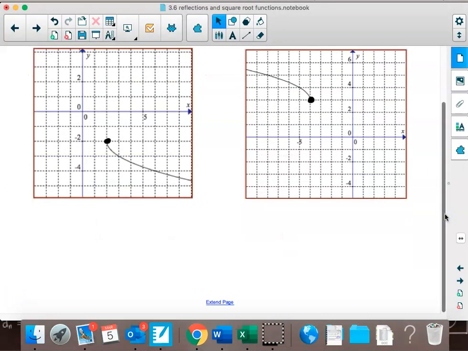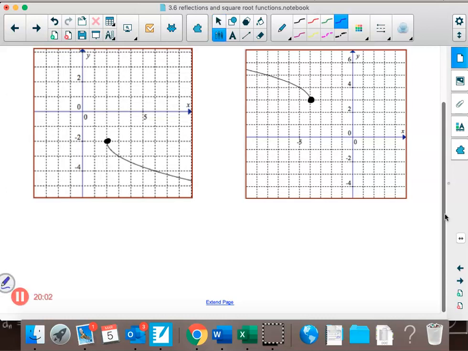Is the first one a reflection over the x-axis or the y-axis? X-axis. So am I going to multiply the negative by the x or the y? The y. So I have y equals negative square root. Now we have to figure out how to translate. What did you guys come up with? X minus 2.